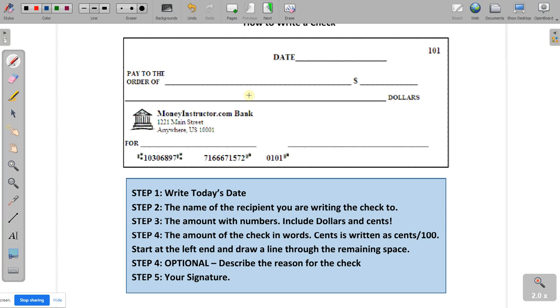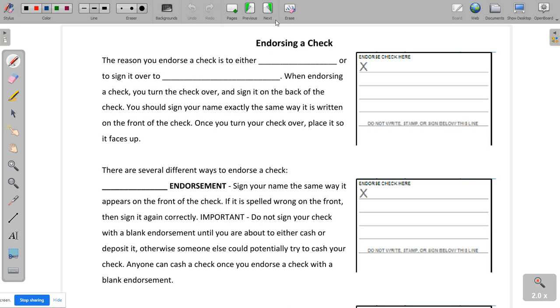And then wherever you stop writing, draw a line to the very end of the line, so nobody can alter your check. And then you write your memo, which is optional, but it's very useful to know why you wrote the check to a specific place or person. And lastly, your signature. So that's the front of a check. Now the back of the check.